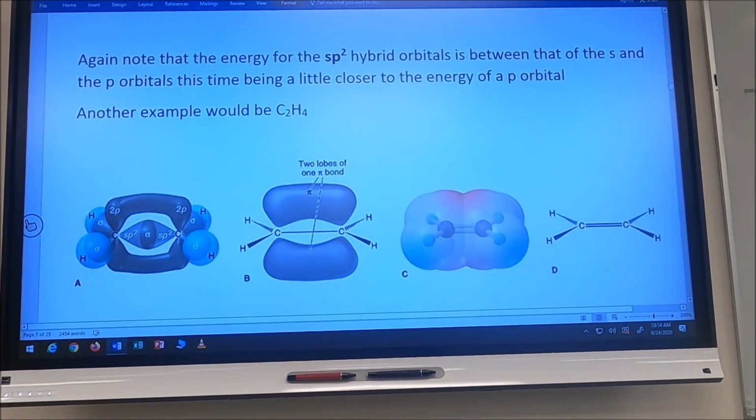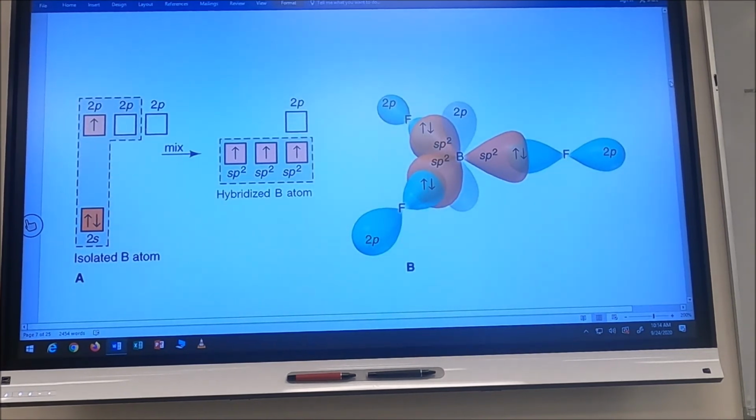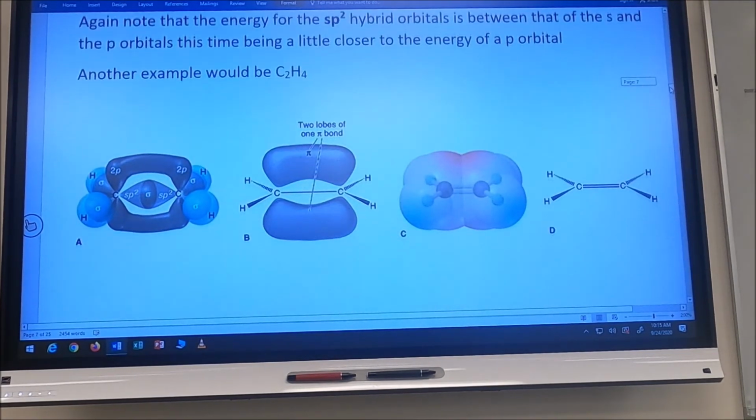So one of the things to keep in mind here, okay, notice that the sp2 hybrid orbitals are higher in energy than the 2s for boron, and lower in energy than the 2p, but since I used 2 2p's and 1 s, it's now closer in energy to p than it is to s.